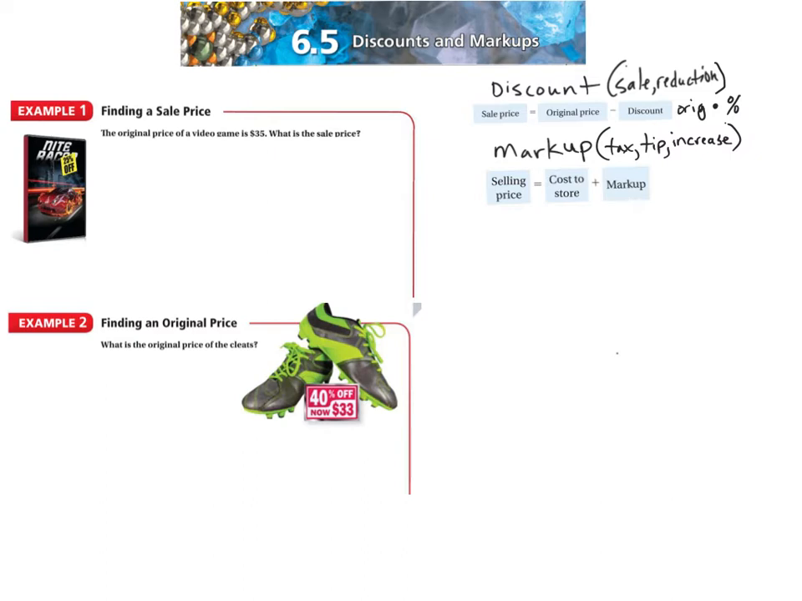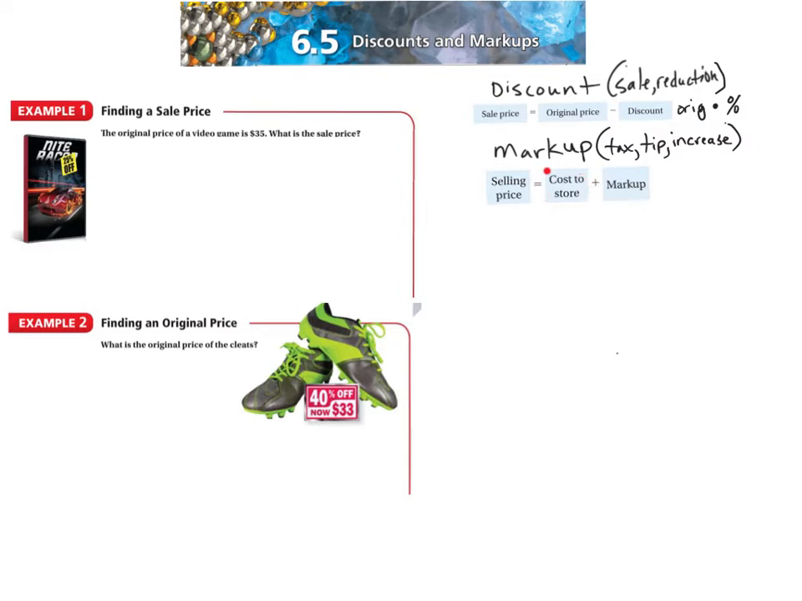Okay, markup is kind of like tax. There's a 5% tax on whatever you're buying. You need to leave a 20% tip. If you're a store owner, the cost that you pay, that's kind of what they're thinking here more with markup. But markup is also tax, tip, increase, any kind of increase, and it's all done the same.